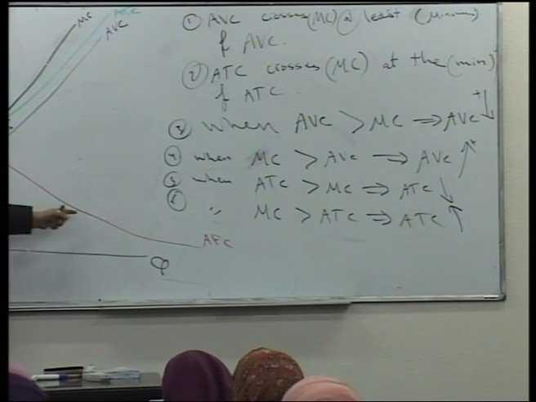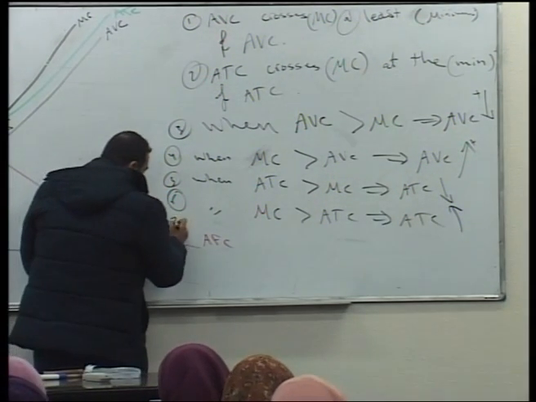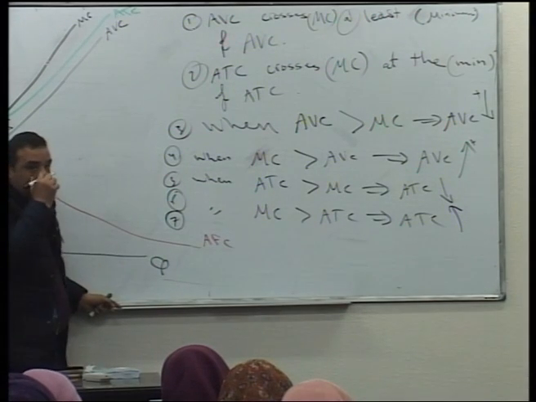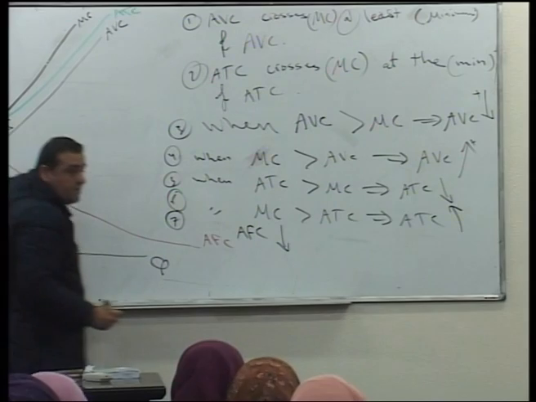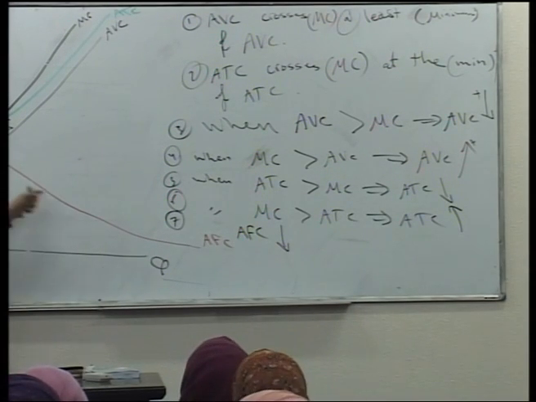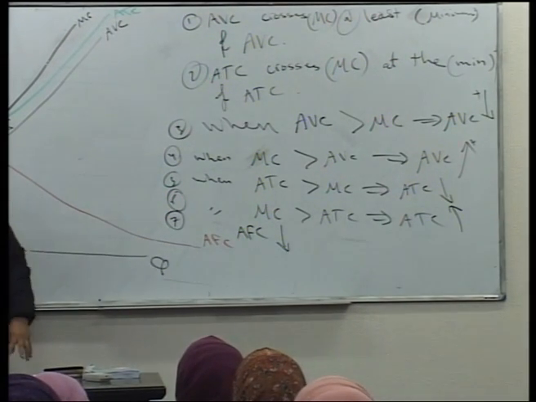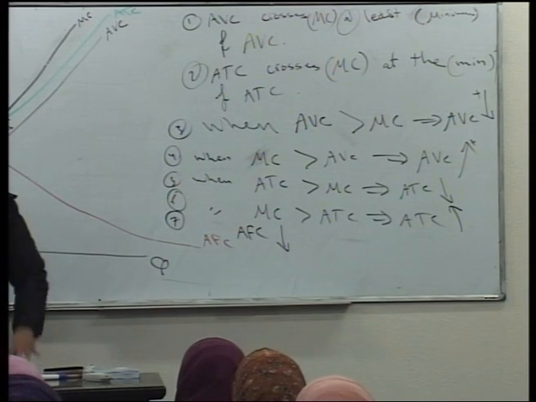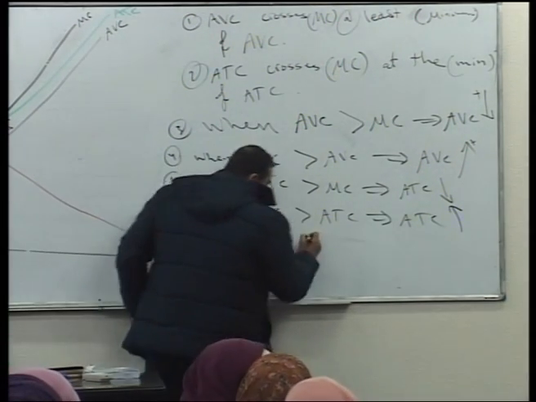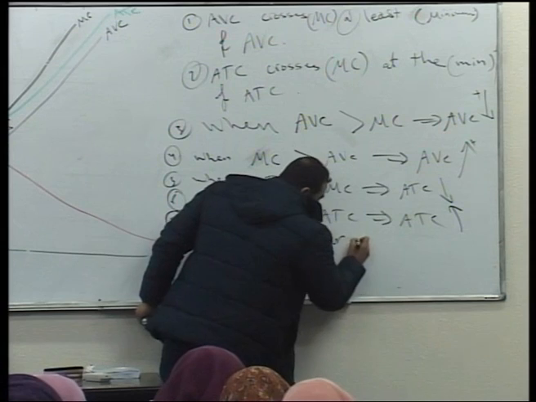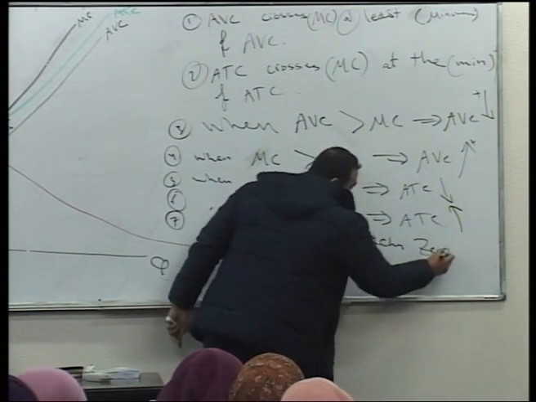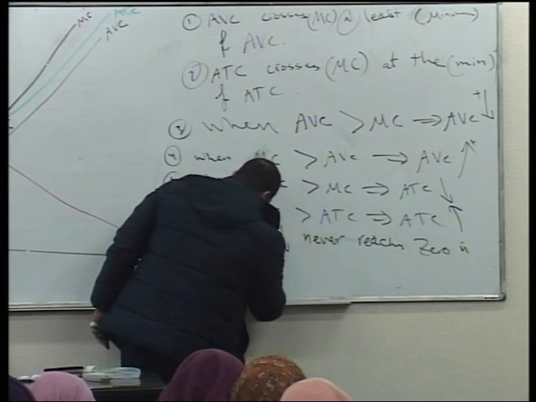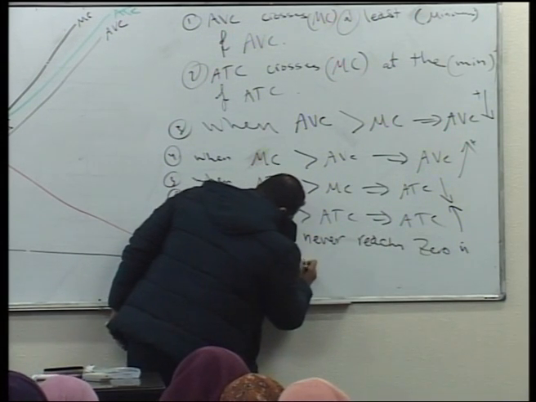AFC is decreasing. Number 7, AFC is decreasing. Right? But it never touches 0, never reaches 0 in the short run.